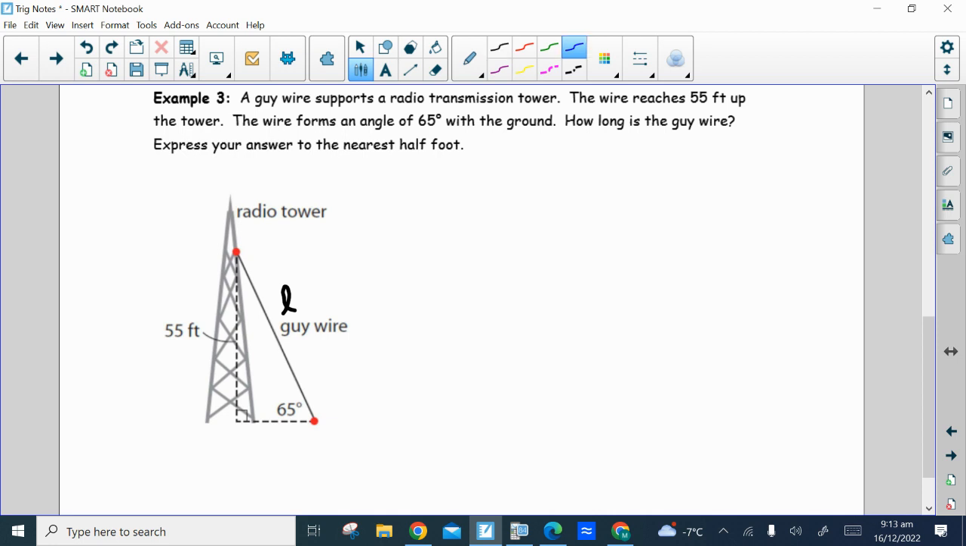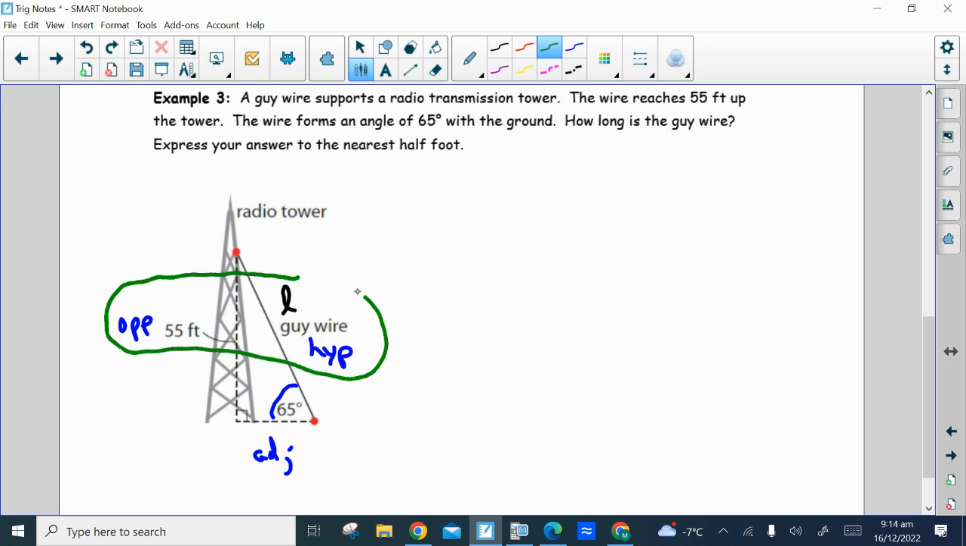Now we label the sides of the triangle. The side across from the right angle is the hypotenuse. That's what we're trying to find here. We're going to use the angle of 65 degrees because we're given that. The side across from that is the opposite. The third side is the adjacent. The adjacent side would represent how far from the base of the tower the guy wire is attached to the ground, but we're not trying to find that. We're trying to find L, the length of the guy wire, which is the hypotenuse.